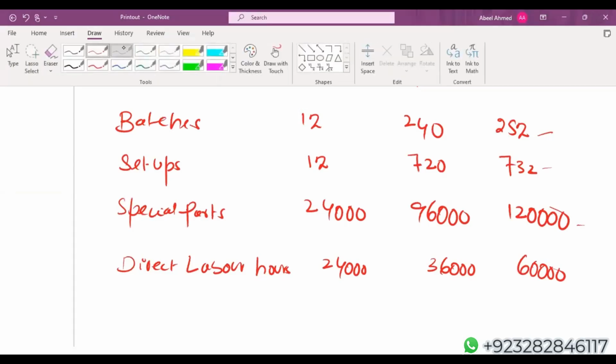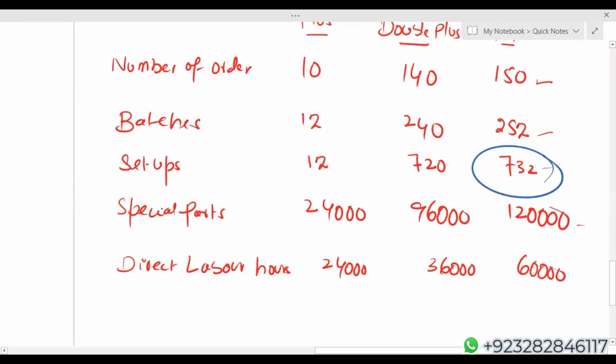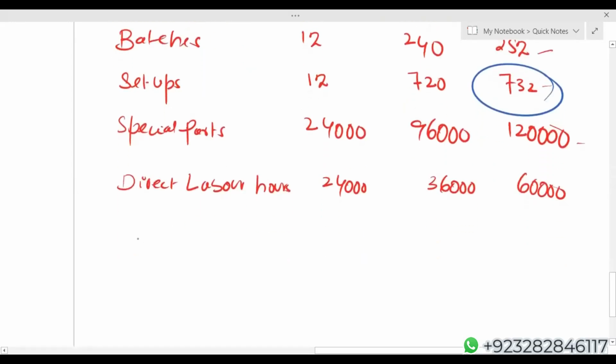Let me change the color. So how will you calculate the overhead absorption rate for the setup cost? We'll take the setup cost divided by the total number of setups. The setup total cost is 73,200. Total number of setups we have is 732. So the overhead absorption rate is $100 per setup.